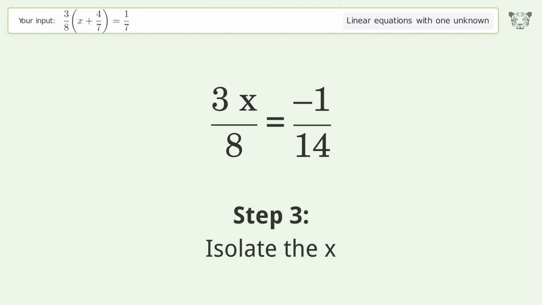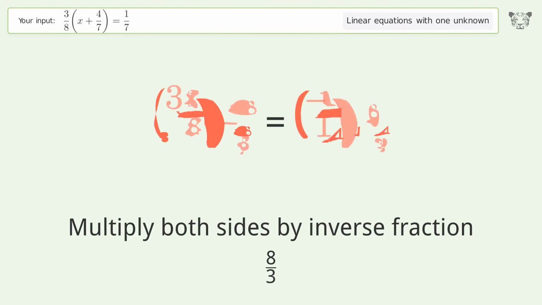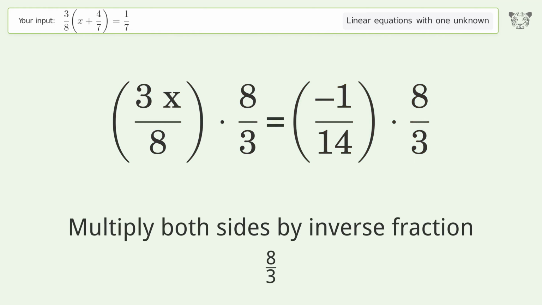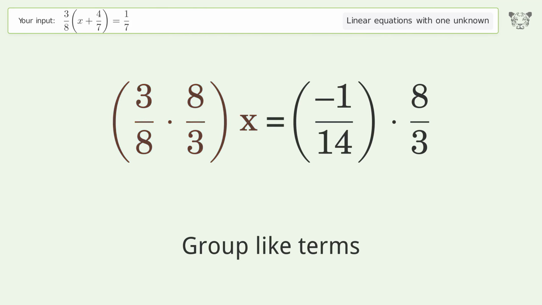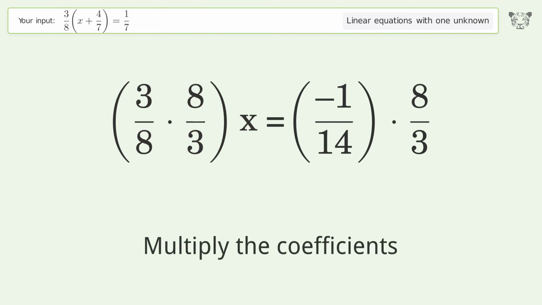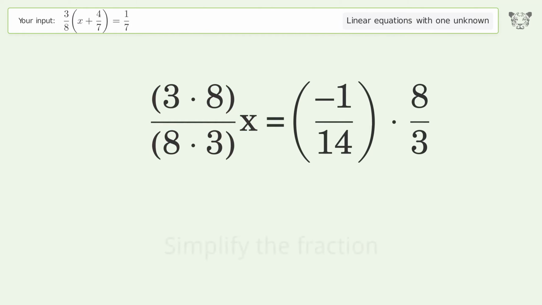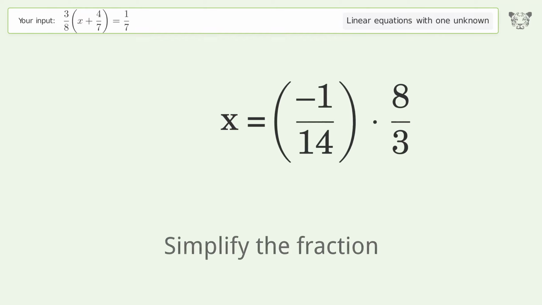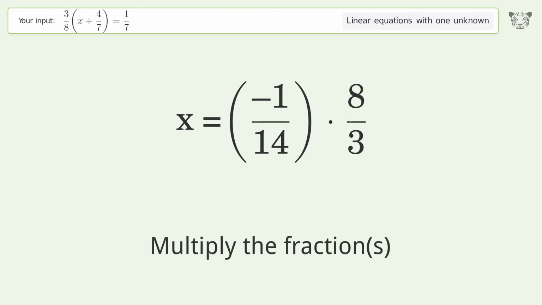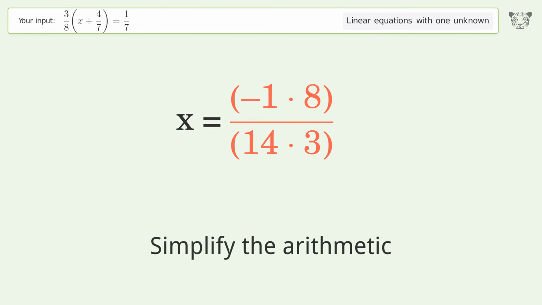Isolate the x. Multiply both sides by inverse fraction 8/3. Group like terms. Multiply the coefficients. Simplify the fraction. Multiply the fractions. Simplify the arithmetic.